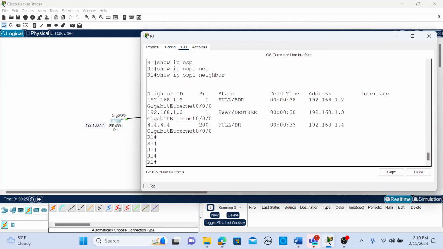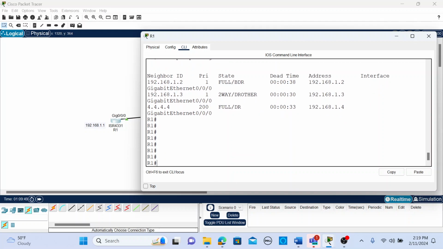See, 1.4, this is 4.4. I've changed the router ID, so you can see 200. The priority was 1 earlier, now I have changed the priority to 200, and also I have changed the router ID. Since I changed the router ID on this one, that's why it has become DR, and the other one has become BDR, DR other. It's because of the non-preemptive state. So every time you make a change here, you have to clear the IP OSPF process. Otherwise, the changes would not take effect.